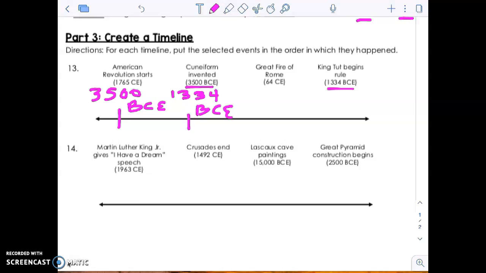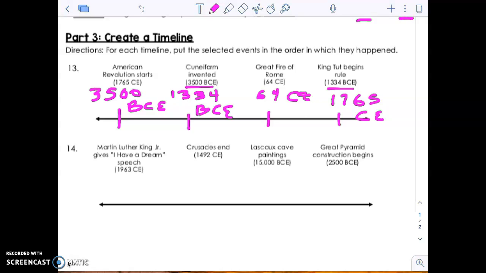okay? And then looking at the other 2 time periods of CE, we do the opposite. Whichever one is a smaller number is which one happened first. So that would be the Great Fire of Rome, happened in 64 Common Era. And then the most recent one to happen is the American Revolution starts, just what you learned last year, 1765 Common Era. And you guys probably called it AD or didn't even give it a title after that. You'll do the same for number 14.